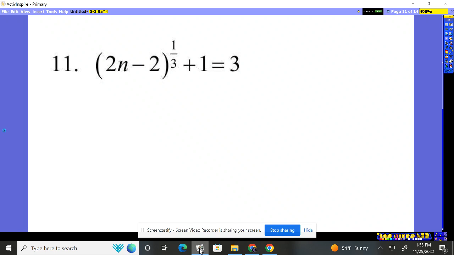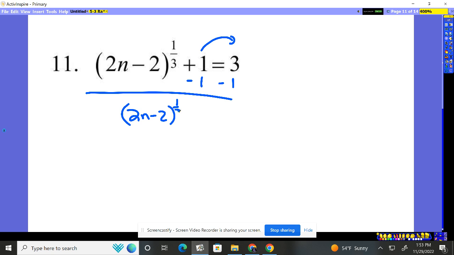Number 11, I have (2n minus 2) to the third power. Like, what do I do? Well, I want to isolate that, but let's worry about that in a second. Since I want to isolate him, I need to move this 1 over. So I'm just going to subtract 1 to start with, which tells me that this piece to the third power needs to come out to be a 2, because 2 plus 1 is 3. So that's what we have.